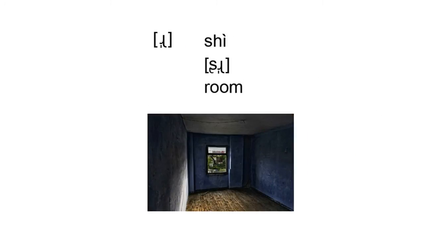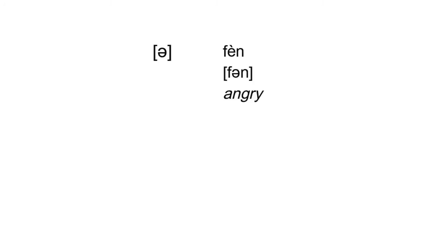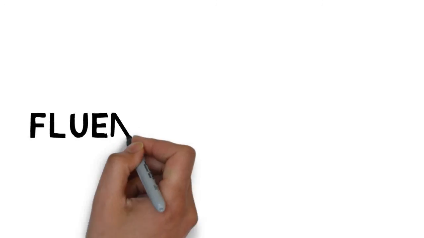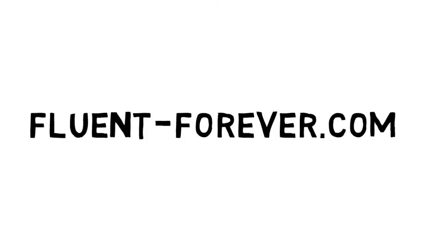And last we had Mandarin's R return as a vowel as in shi, and Mandarin schwa as in fin, which has a tongue position between English's fun and fin. And that's all for Mandarin sounds. Our last video will cover a few quirks of Mandarin's spelling system.